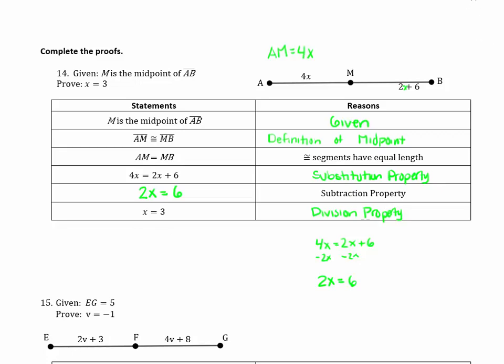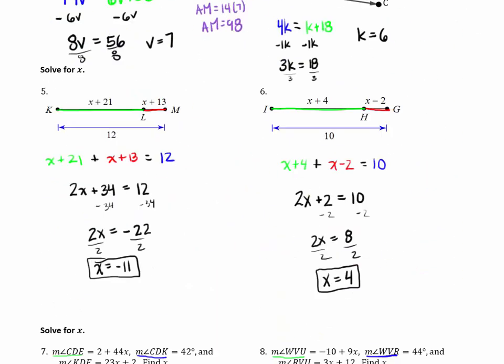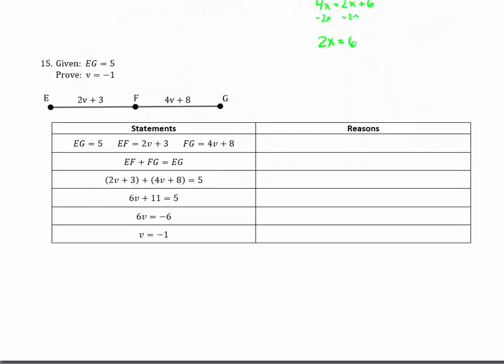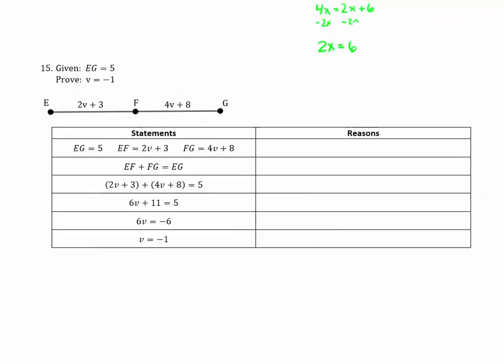All right, let's take a look at problem number 15. We're jumping all over the place. All right, 15, here we go. All right, given EG is equal to 5, we want to prove that v is equal to -1. And if we look at the proof down here, all the steps have been done for us.